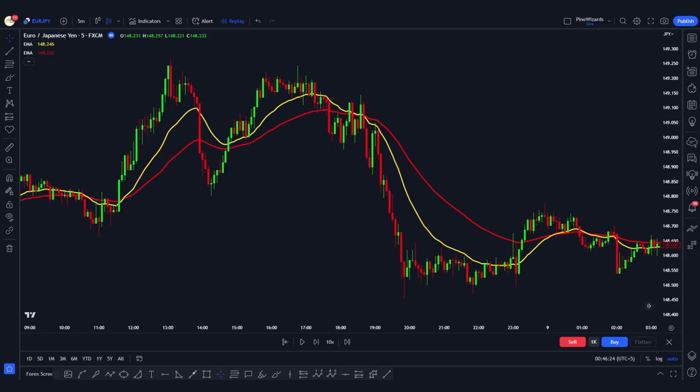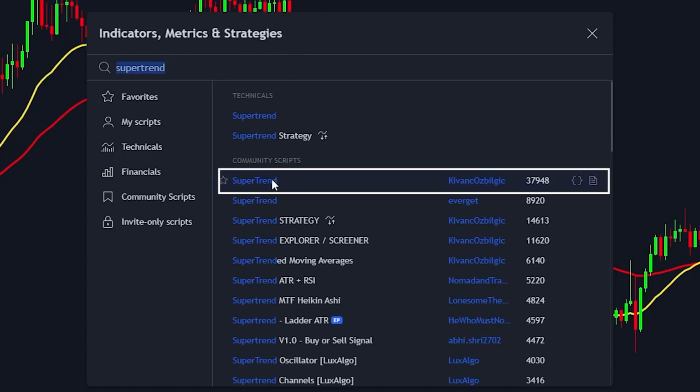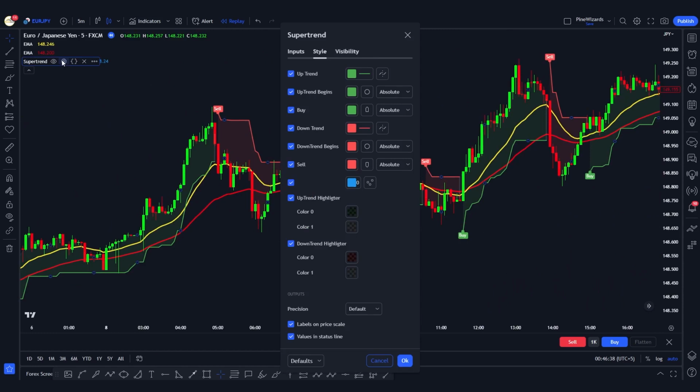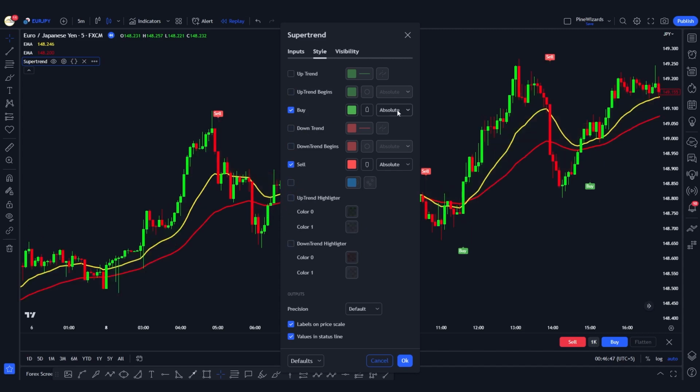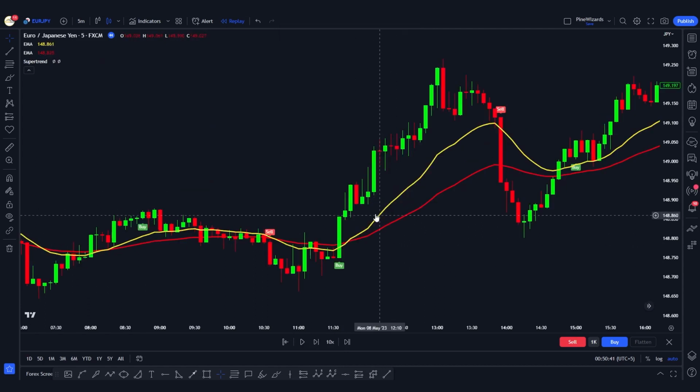Now let's go ahead and add the second indicator that we're going to need for this strategy, and that indicator is the SuperTrend indicator. This indicator will help us identify and give us the buy and sell signals based upon the direction of the trend. Now let's go to this indicator's settings, and here we're going to turn off all these settings and only keep the buy and sell labels, because we're going to use this as our signal indicator. Let's change the buy from absolute to below bar, and the sell from absolute to above bar, so that the signals will be a little bit closer. We're not going to change anything in the inputs here. So let's hit OK.